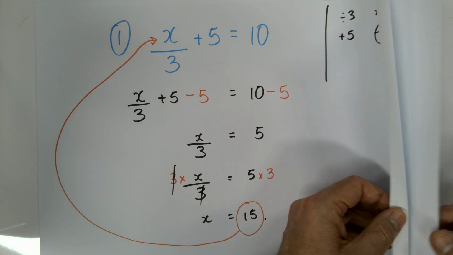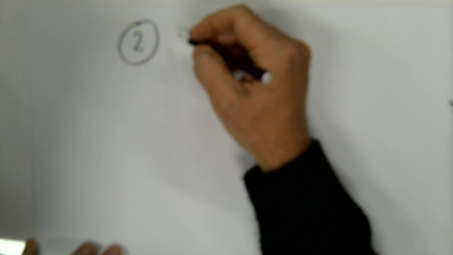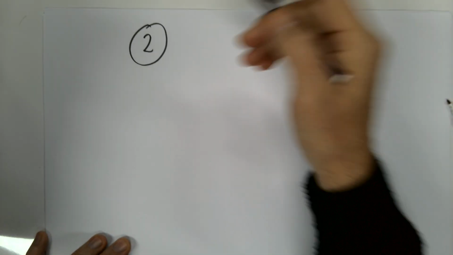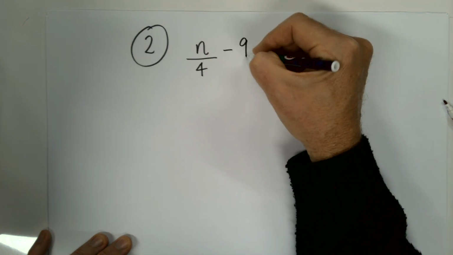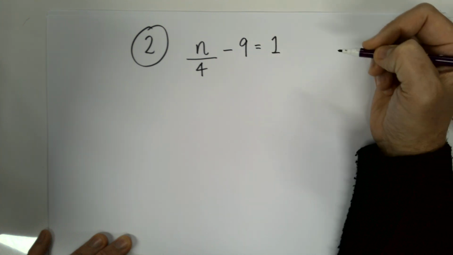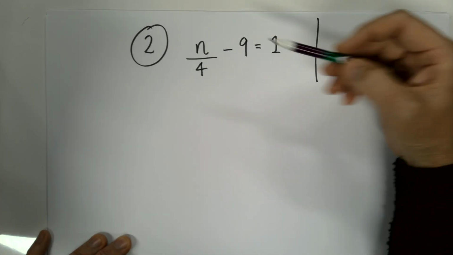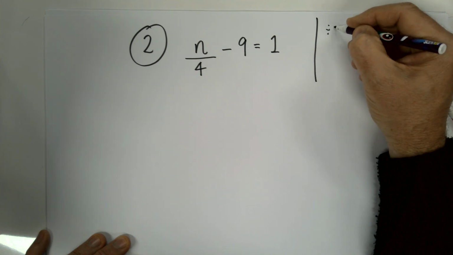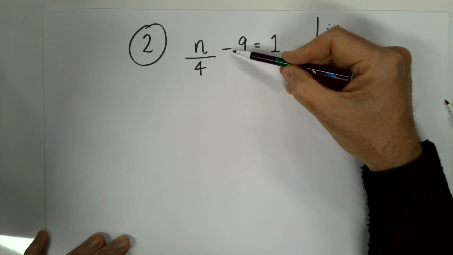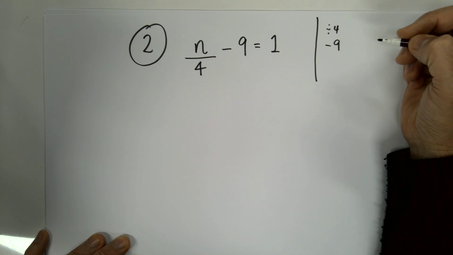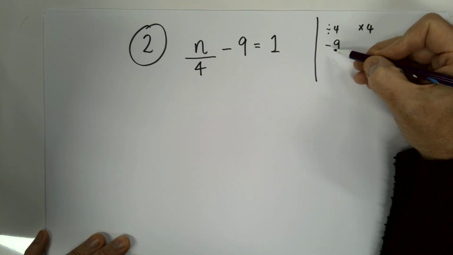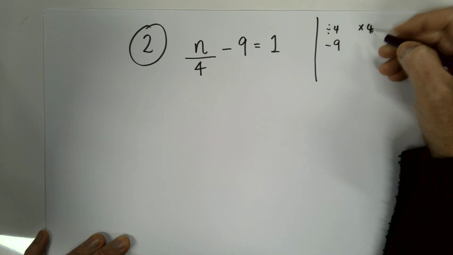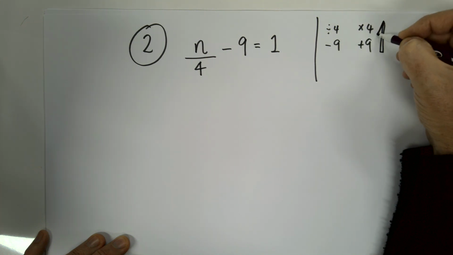Let's go for a second one. Ooh, focus. There we go. n divided by 4 minus 9 equals 1. All right, so what's our game plan? Or what's the first thing that happens to n? I divide by 4. The second thing that happens is I subtract 9. All right, we'll put those in reverse. The opposite of dividing by 4 is to times by 4. The opposite of subtracting 9 is to add 9. Righto, that's my game plan.